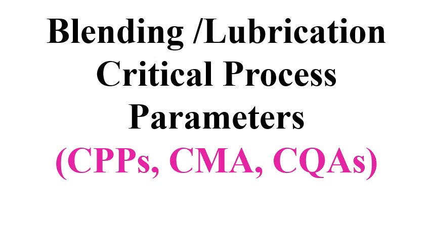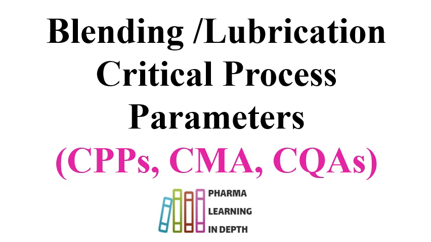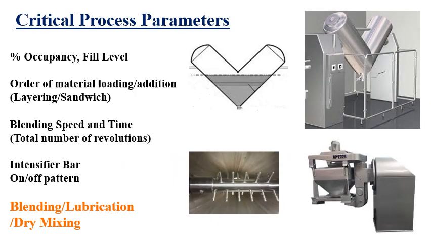Blending, lubrication. These are the processes used in the pharmaceutical industry for making the different formulations like tablets, capsules, granules, directly compressible blends, and material for filling the sachets. This video is for the critical process parameters, critical material attributes, and critical quality attributes for the blending and lubrication process. Let's start with the introduction of the blending and lubrication process.